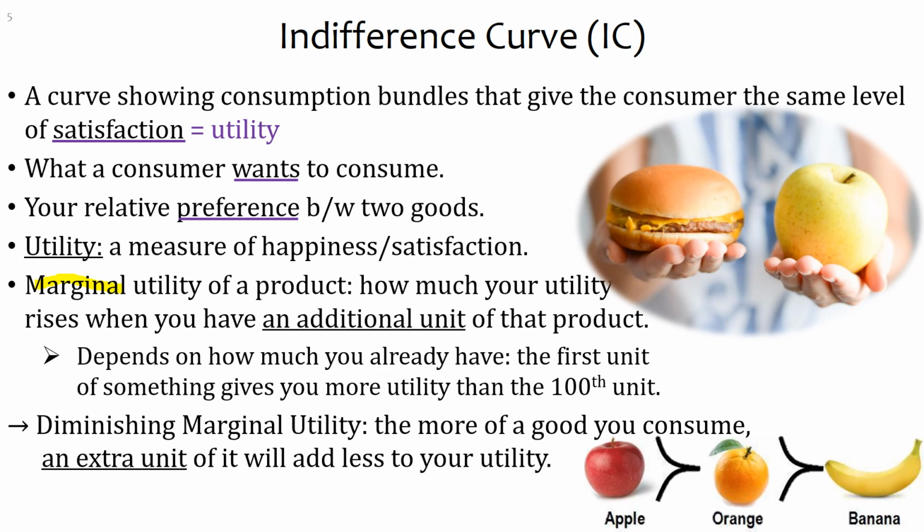So that's called diminishing marginal utility. The more of a good you consume, an extra unit of it will add less to your utility. Now, one thing to watch out for here: diminishing doesn't mean that your happiness goes down. It means that the addition to your happiness goes down. So you still would like to have more, but each additional unit doesn't add as much as before. All right? So pause and write down.